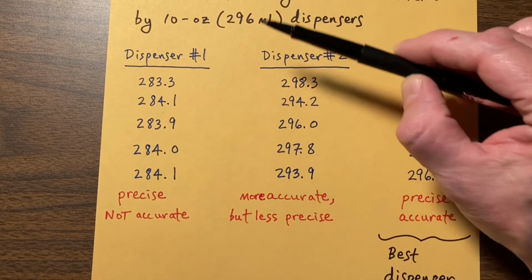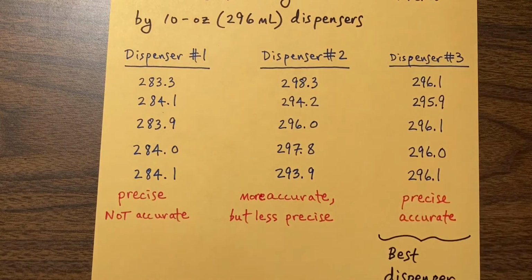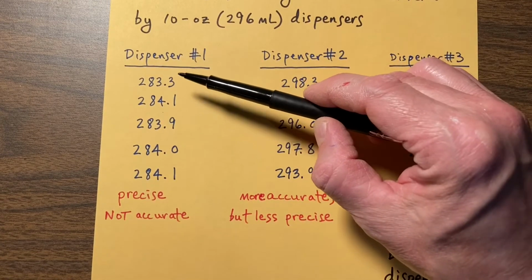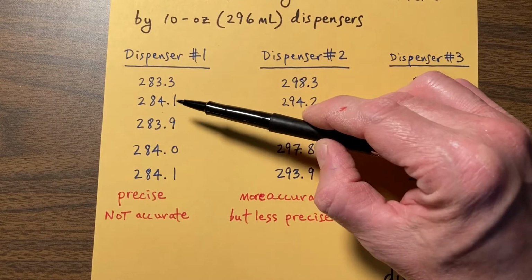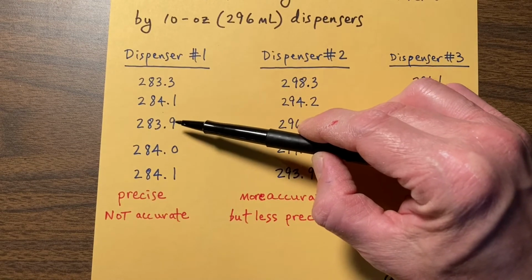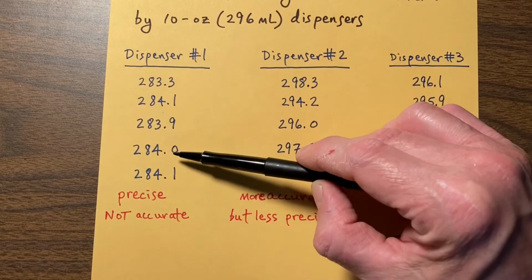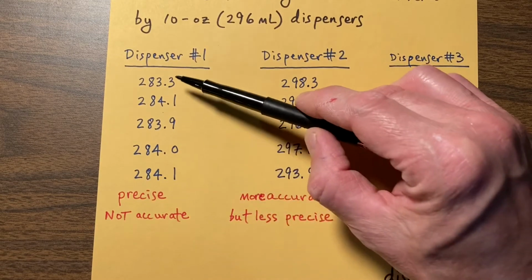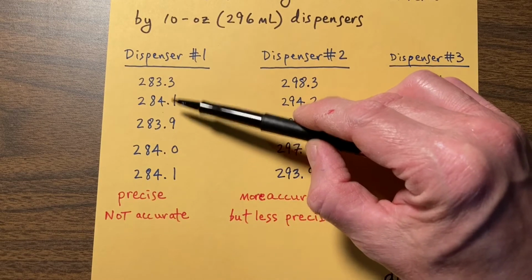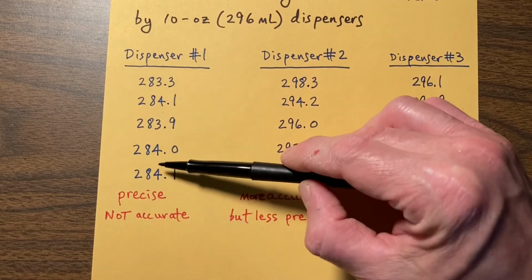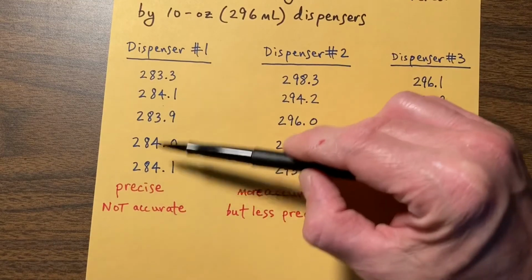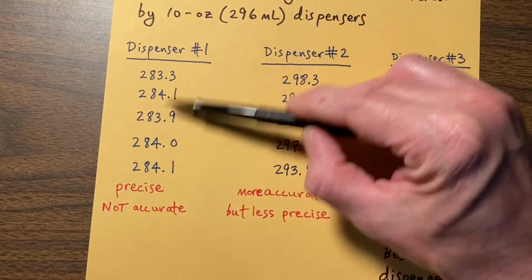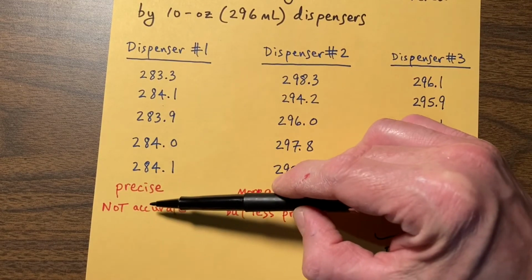They measure the medicine 5 different times. It gives them 283.3 one time, 284.1 the next, 283.9 the third, 284.0, 284.1. So you can see that they're all kind of close together, but they're not really close to 296 milliliters. So we would say that these measurements are precise, they're close together, but they're not accurate.